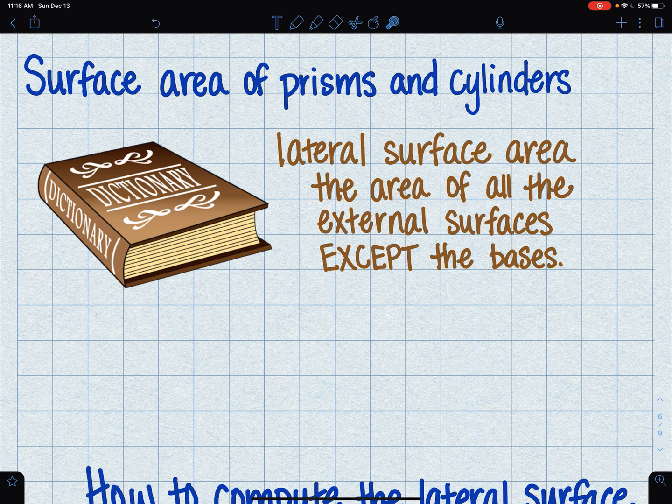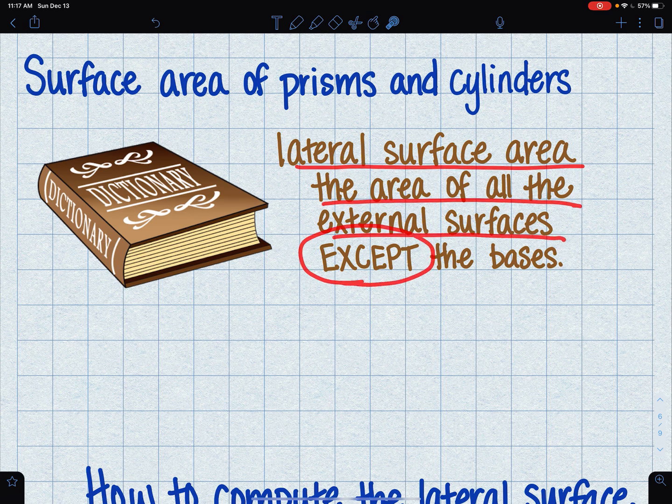All right, now we're going to talk about the surface area of prisms and cylinders. So let's say we don't want to know the volume. Volume is how much water would fill that container. But the surface area is like, if I need to put a label around the container, then what's the area of that label going to be? So the lateral surface area, if we get out our dictionary and look it up, the lateral surface area is the area of all the external surfaces except the bases.